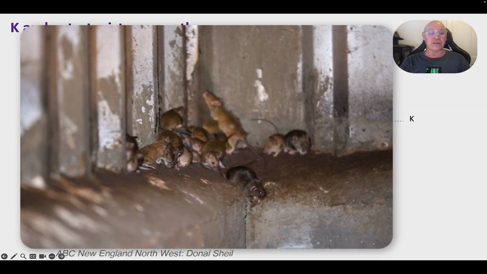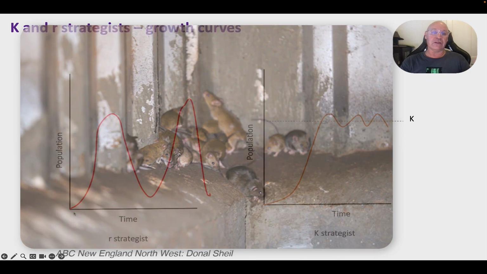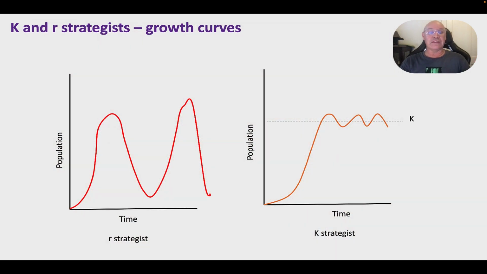And so, you know, there's periods of time when you don't see any mice or rats at all, and then suddenly there's a plague and the population rises very quickly, and then we have a boom, and then we have a bust, and the population decreases again. This is what we see with R strategists, and R means reproduction rate. So the R strategists have a high reproduction rate. It's a strategy for survival.